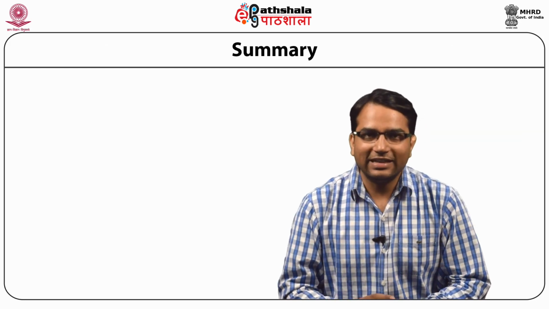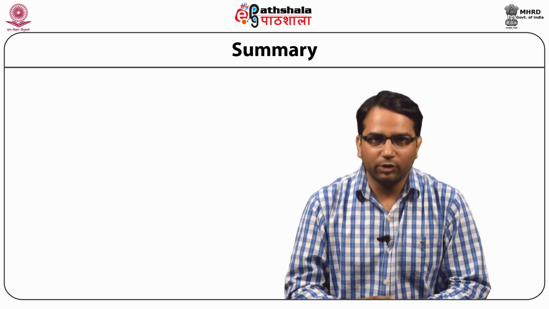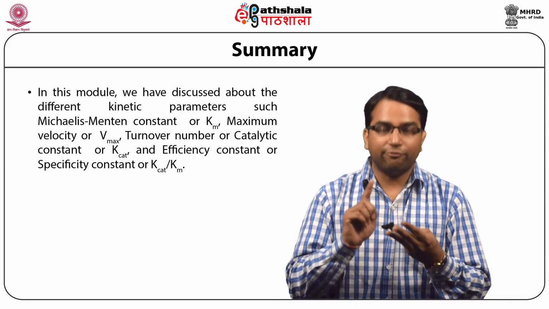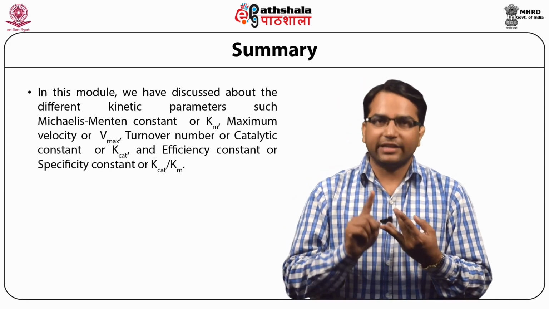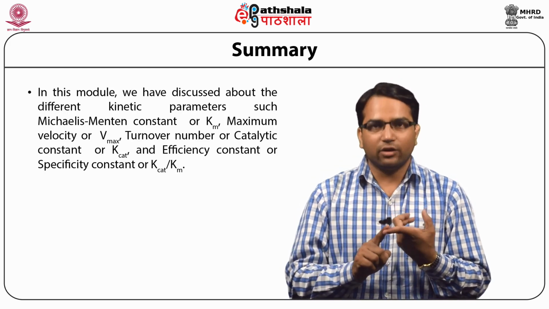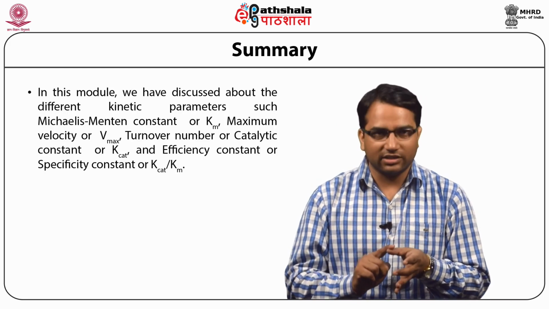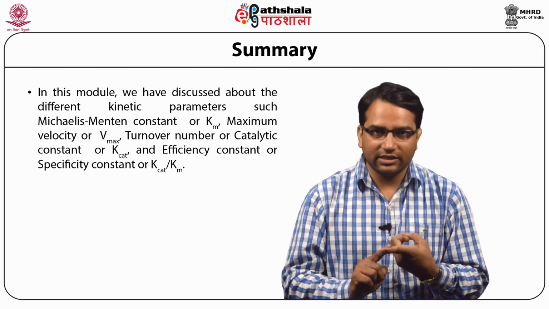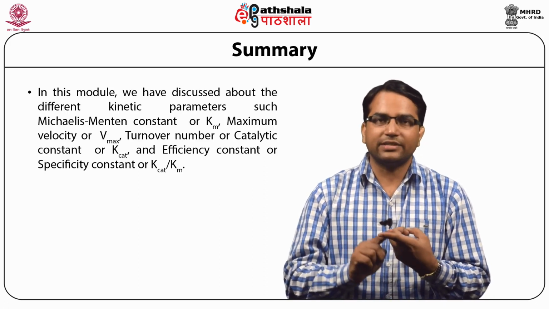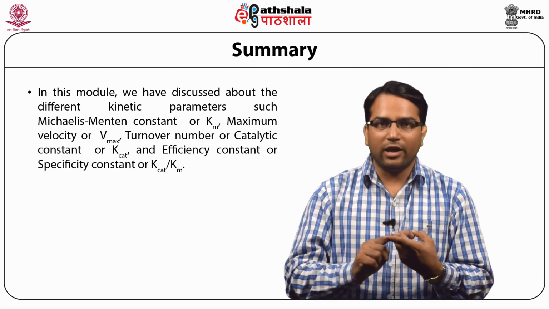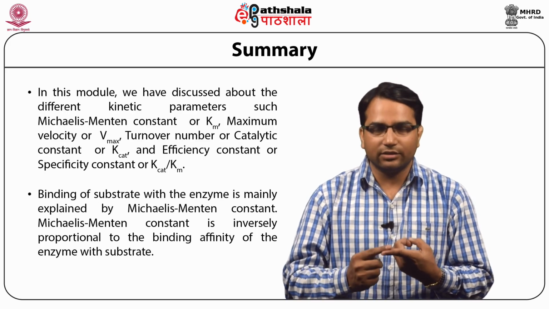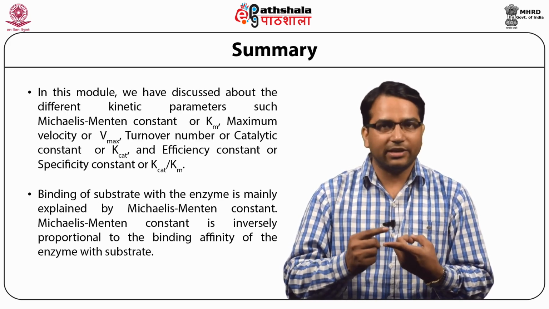So students, let's now summarize what we have learned from this module. In this module, we have discussed four kinetic parameters. The first one is the Michaelis-Menten constant, the second one is Vmax, the third one is turnover number, and the fourth one is efficiency constant. The Michaelis-Menten constant explains the binding affinity of the substrate with the enzyme, and we have learned that the enzyme affinity is inversely related to the Km of the enzyme for a particular substrate.